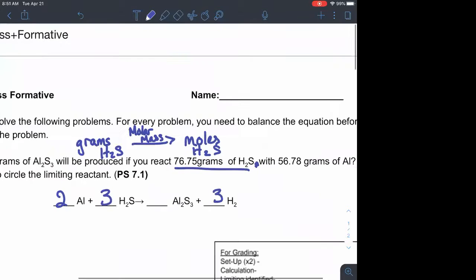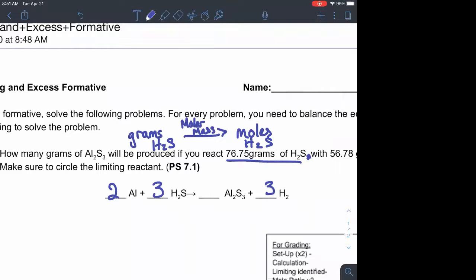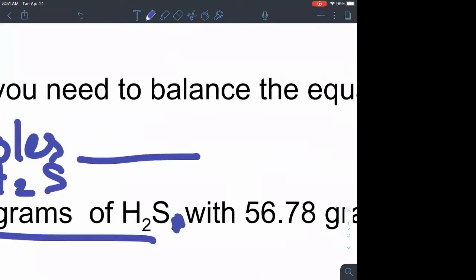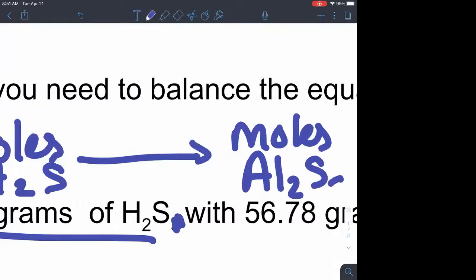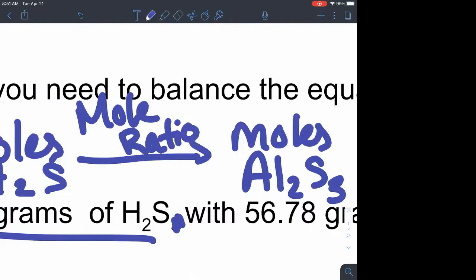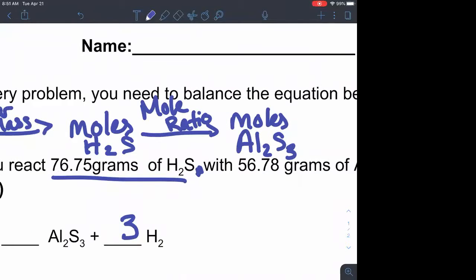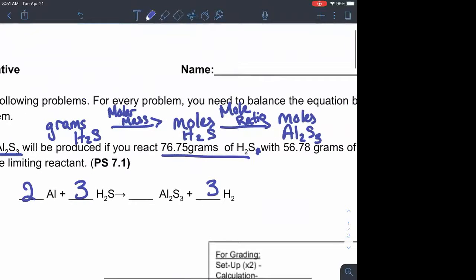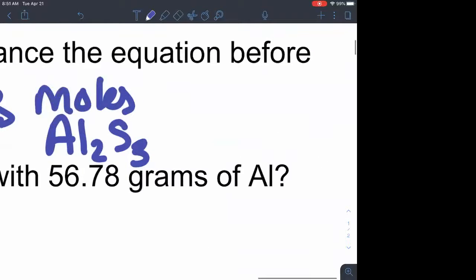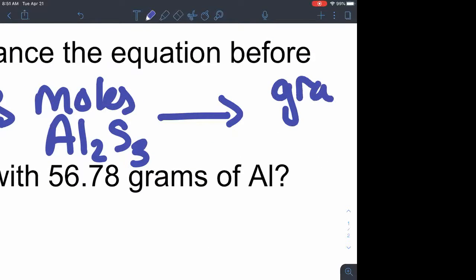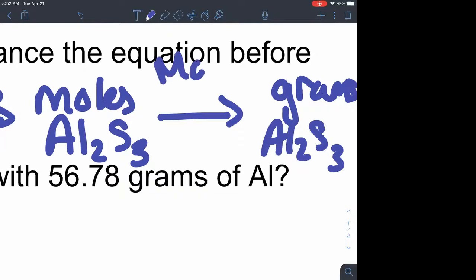And what compound do we want to go to? The one that we're trying to figure out how much we're going to produce. So we're trying to get to moles of Al2S3. We're going to go from moles to moles of Al2S3, and we're going to use our mole ratio to do that. Once we're in moles of aluminum sulfide, we can go from moles to grams of that same compound, which is what we want to end up with. So we're going to go to grams of Al2S3, and we're going to use our molar mass again, this time the molar mass of aluminum sulfide.